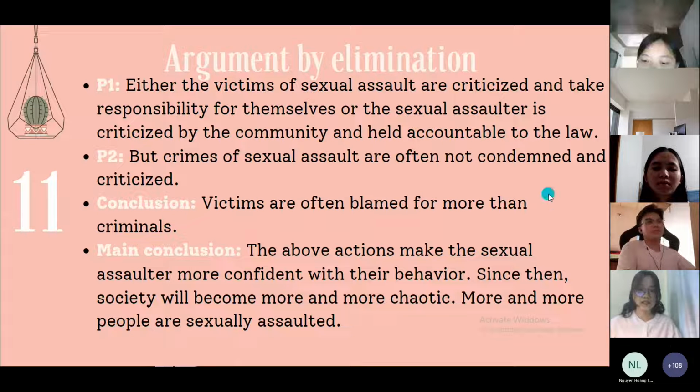We have the main conclusion that the above actions make the sexual assaulter more confident with their behavior. And since then, the society will become more and more chaotic, and more people will get sexually assaulted.